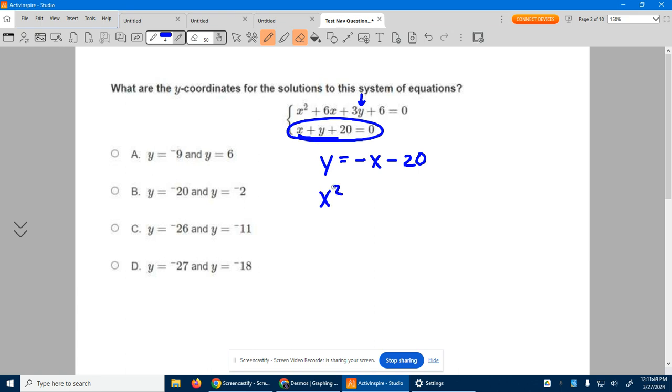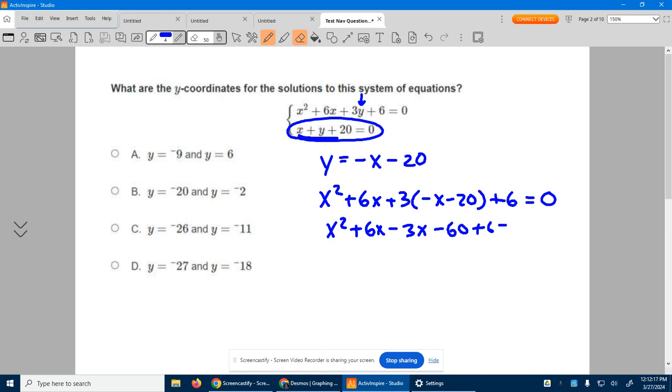So I have x squared plus 6x plus 3 times the opposite of x minus 20, plus 6 equals 0, right? I'm going to distribute through. When I distribute through, I get minus 3x plus 3 times negative 20, minus 60, plus 6 equals 0. So we end up with x squared plus 3x minus 54 equals 0.